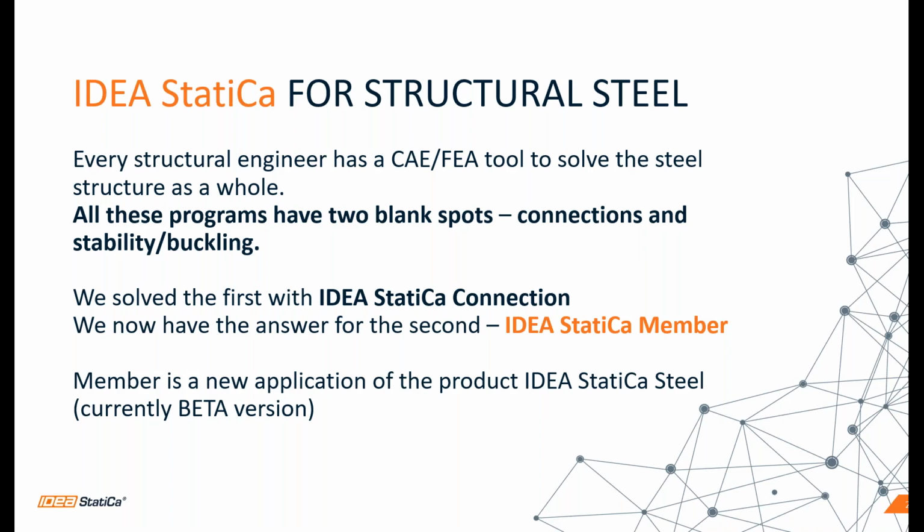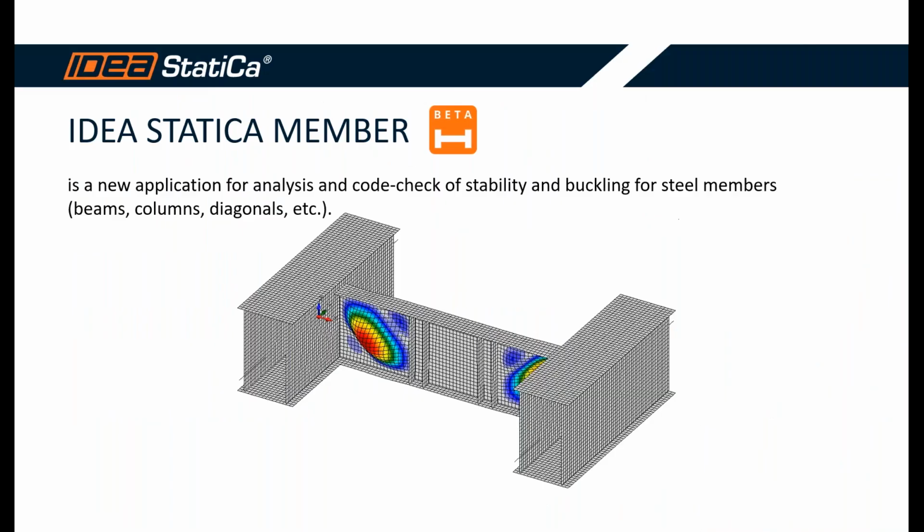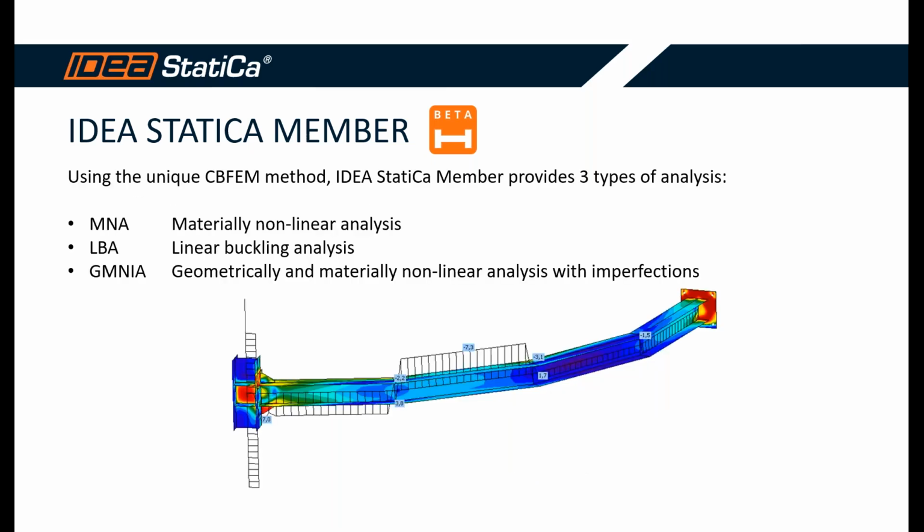Member is a new application for IDEA Statica Steel product. What does this application do? IDEA Statica Member is a new application for analysis and code check of stability and buckling for steel members, beams, columns, diagonals, frames, etc. And it's a beta application in this version. This application is using the unique CBFEM method from Connections, and it uses it in IDEA Statica Member, and it provides 3 types of analysis: materially nonlinear analysis, linear buckling analysis, and geometrically and materially nonlinear analysis with influence of the imperfections.